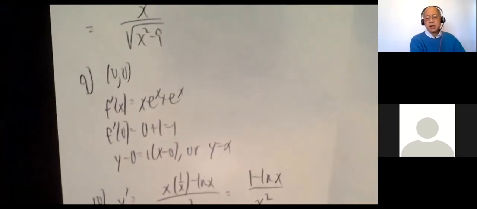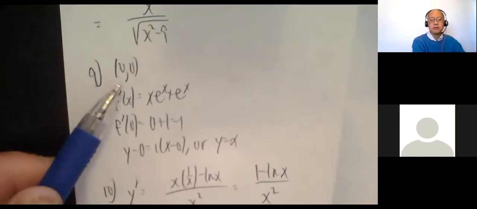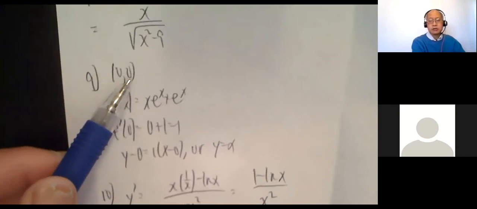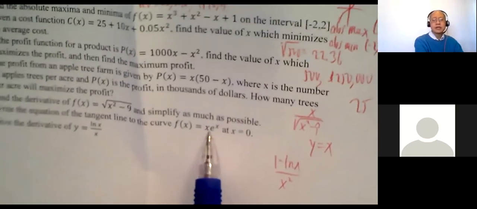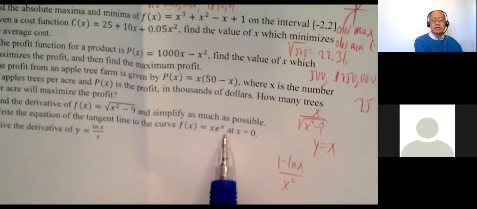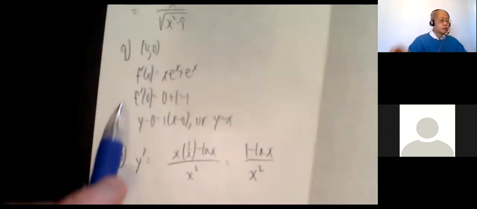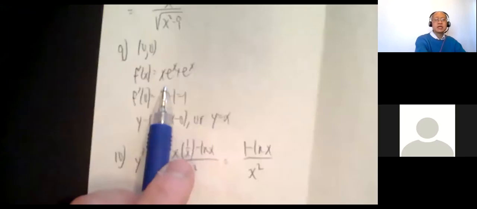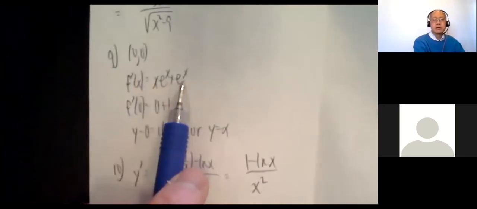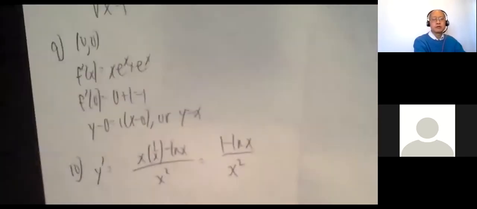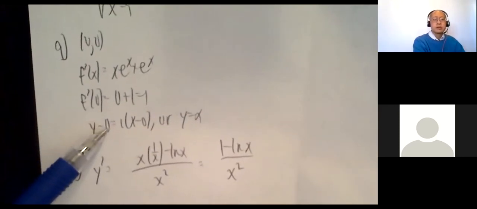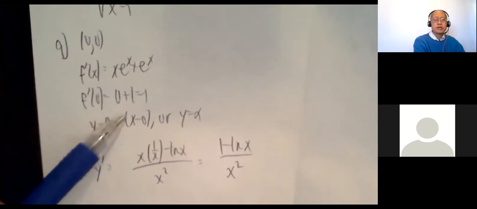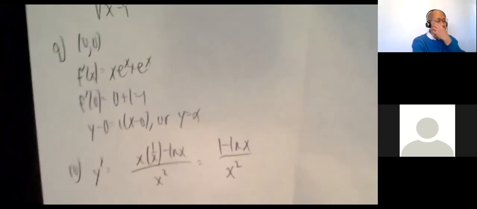Number 9, write the equation of the tangent to the curve at x equals 0. Y is also 0 when you plug in. So product rule, right? First times derivative of the second, x e to the x, plus the second, e to the x, times derivative of the first, which is 1. So the derivative is x e to the x plus e to the x. Plug in 0, that's 0. E to the 0 is 1. F prime of 0 is 1. So the slope is 1. So y minus 0 equals 1 times x minus 0, or y equals x.